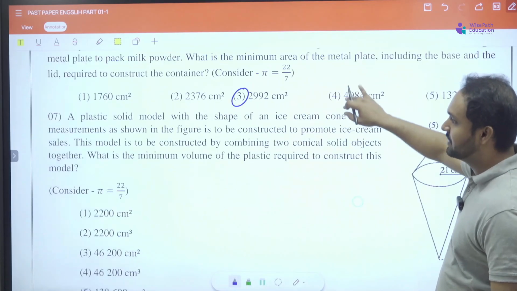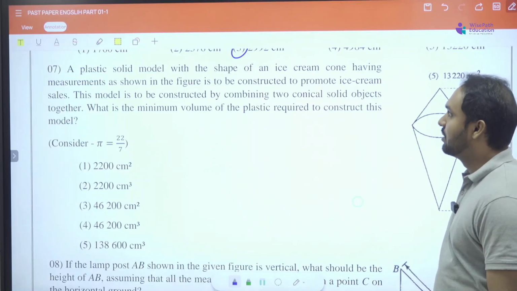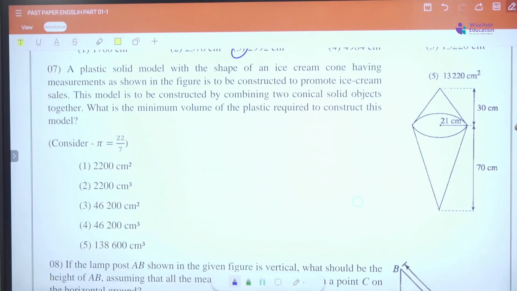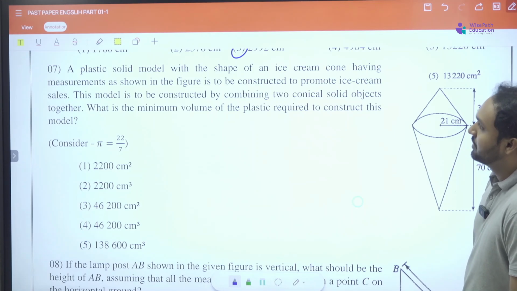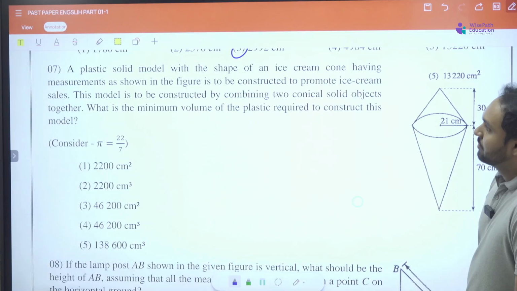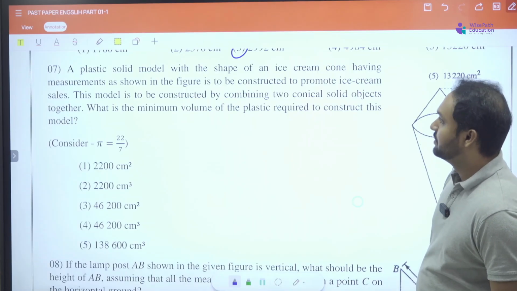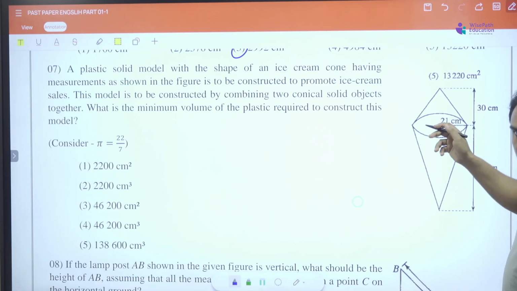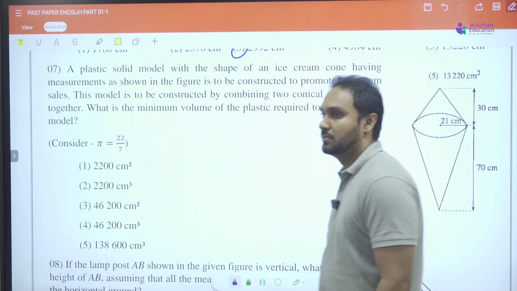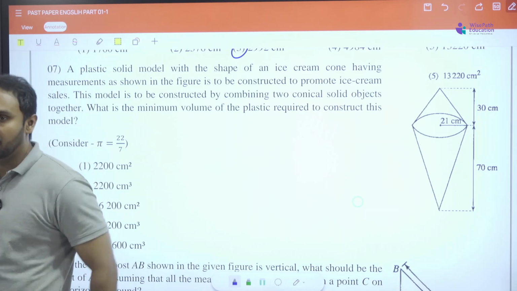Right. Next question 7. A plastic solid model with the shape of an ice cream cone, having measurements as shown in the figure, is to be constructed to promote ice cream sales. This model is to be constructed by combining two conical solid objects together. What is the minimum volume of the plastic required to construct this? Asking for the volume, right? So 2 of the volumes you have to find. What are the 2 volumes? The bottom cone volume and the top cone volume. So how do you find the volume of a cone? What is the formula there?